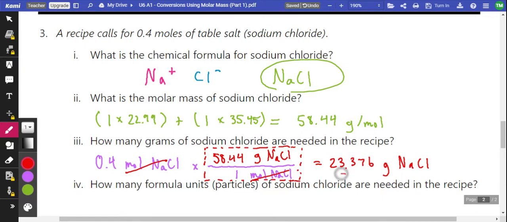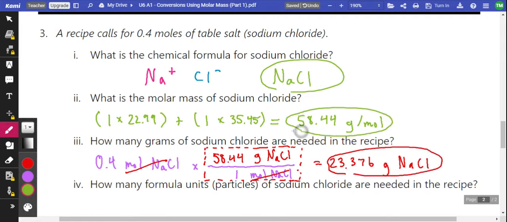Let's circle that. Oh, I didn't circle the molar mass before, so let's do that one too. Do a little arrow, point down to there. All right. Let's look at the next one. I think this is the last part in this question.